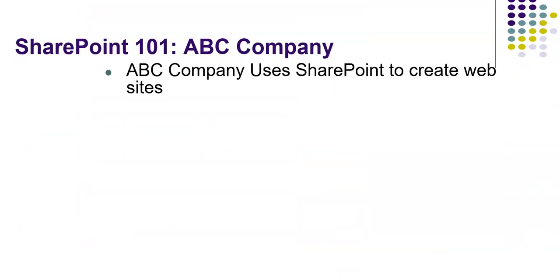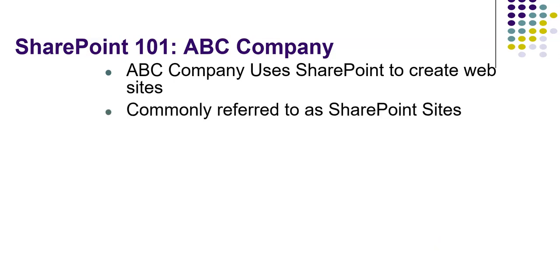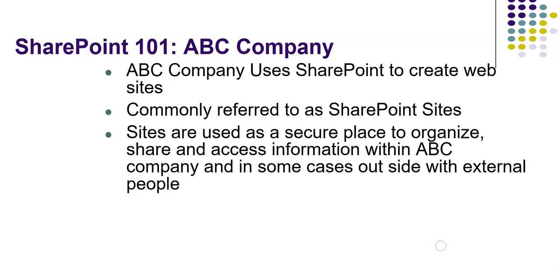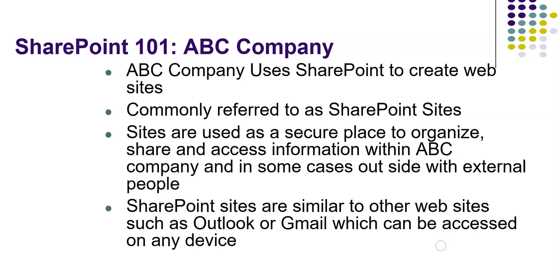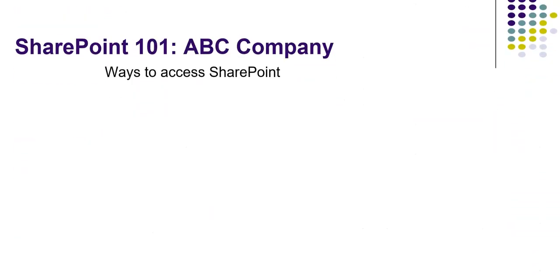For this training, we'll be using a fictitious company called ABC Company. ABC Company uses SharePoint to create websites, which are commonly referred to as SharePoint sites. SharePoint sites are used as a secure place to organize, share, and access information within ABC Company and in some cases outside with external people. SharePoint sites are similar to other websites such as Outlook or Gmail, which can be accessed on any device.